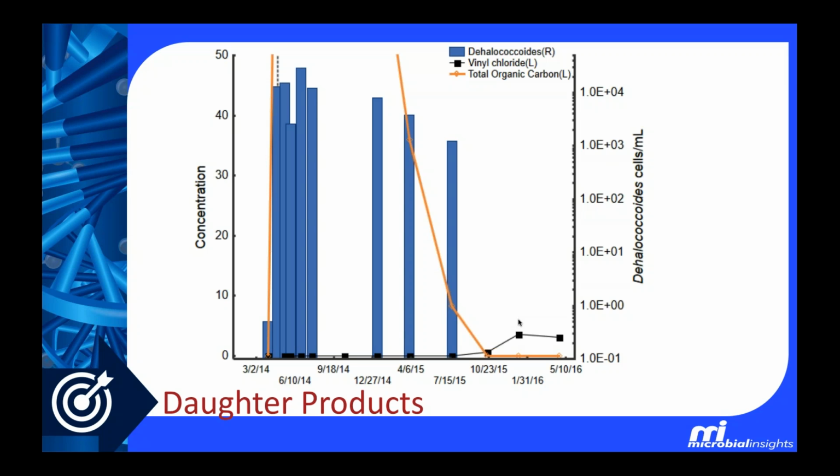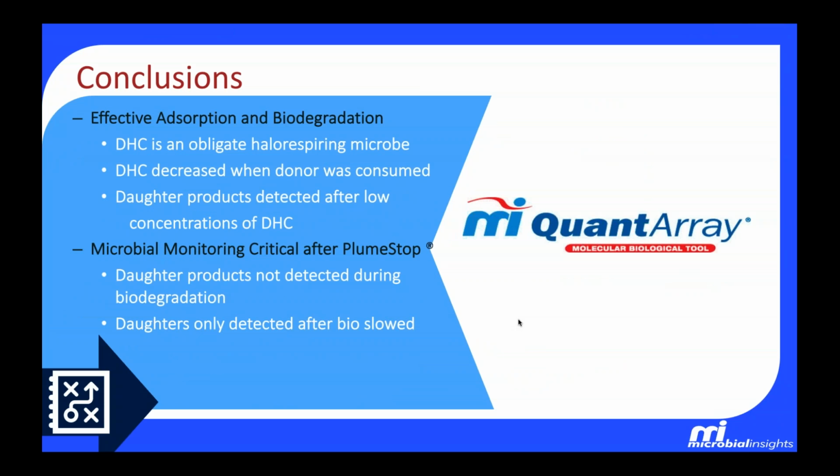So once Dehalococoides decreased, we see a little bit of vinyl chloride that's starting to be detected, but look how low, very low concentrations. But it does provide some additional information and very convincing evidence that reductive dechlorination of PCE was in fact occurring, even though we really couldn't see it during most of our monitoring period to get those normal daughter products we would find.